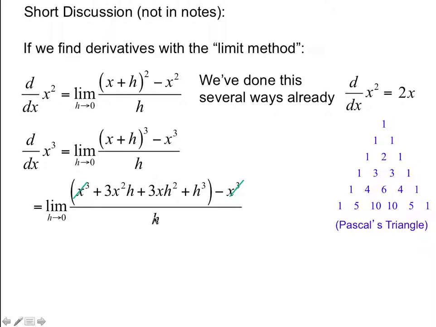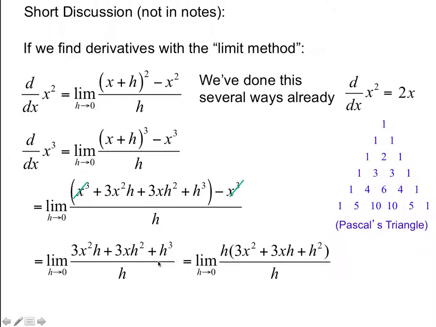And so simplifying, we can cancel out the x cubes, and then we're left with just the 3x squared h plus 3xh squared plus h cubed. We're going to factor out an h and cancel that h. And then we're going to take the limit of this. So we put in 0 here and 0 here. We're left with just this. So we see that the derivative of x cubed is 3x squared.